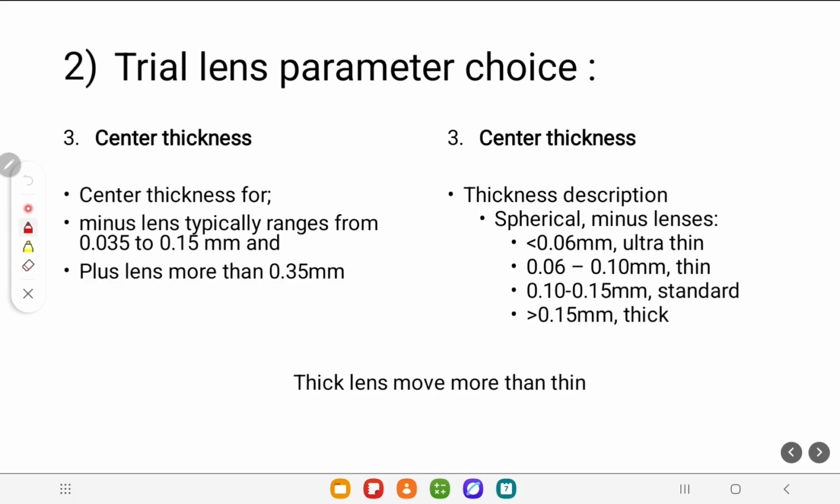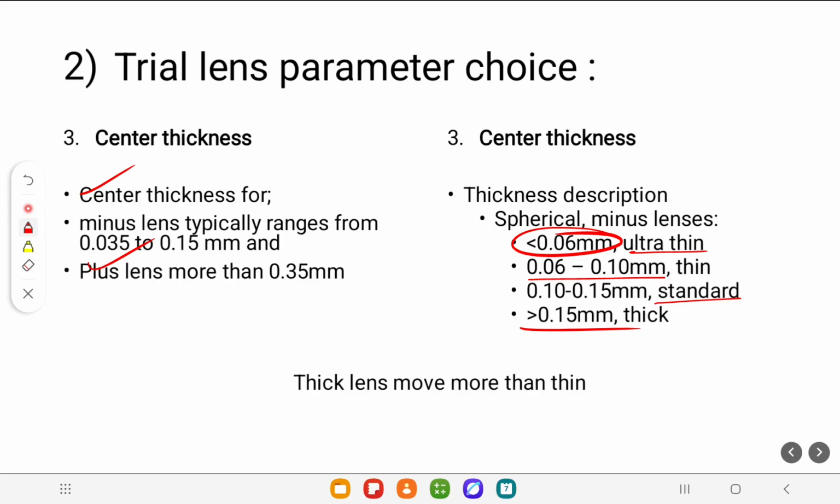So, trial lens parameter choice: central thickness. Normally we do not choose central thickness, but central thickness for minus lenses is low and for plus lenses is higher. In categories, for minus lenses, ultra thin means central thickness less than 0.06 mm. If it is 0.06 to 0.1 mm, we call it a thin contact lens. Normally standard is 0.1 to 0.15 mm. If it is greater than 0.15 mm thickness, we call it a thick lens.